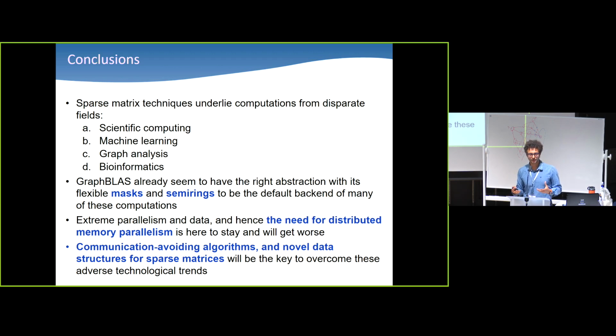And the GraphBlast interface seems to have the right flexibility with the masks and semi-rings to be useful for a lot of disparate computations that I described. We do need to have large-scale parallelism for the large-scale problems, where the interesting part of research happens in graphs, bioinformatics, and machine learning. Otherwise, most of these things are actually easily solvable without abstractions if you didn't care about large-scale performance. And novel data structures and communication avoiding algorithms are the two techniques that seem to work.